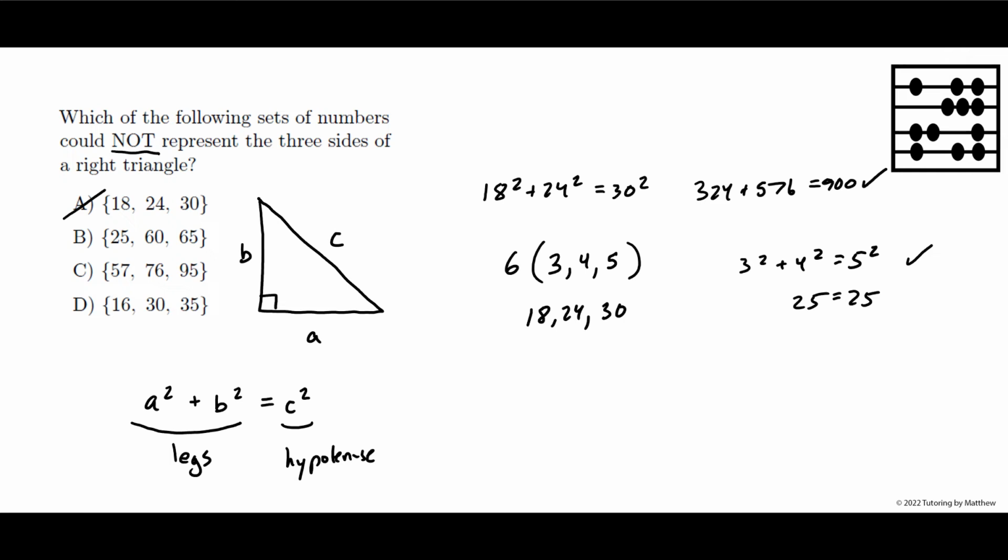The second Pythagorean triple that you need to know is 5, 12, and 13. And notice that if you multiply this by 5, you get the second set of numbers, 25, 60, and 65. So letter B is not the correct answer.